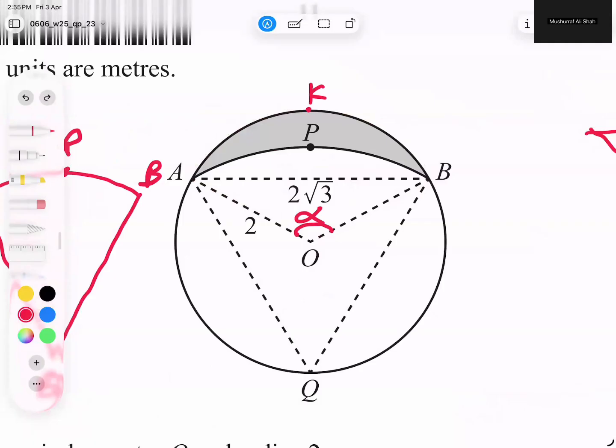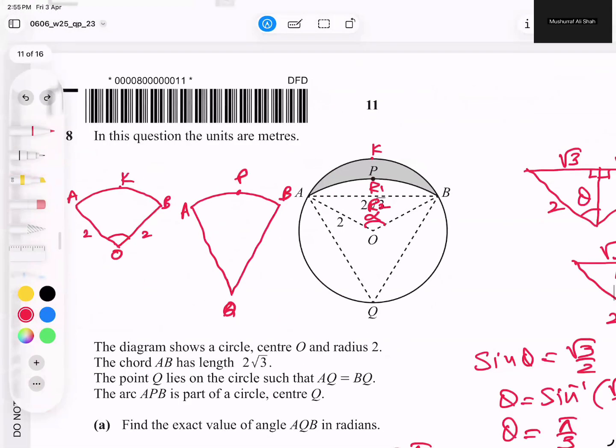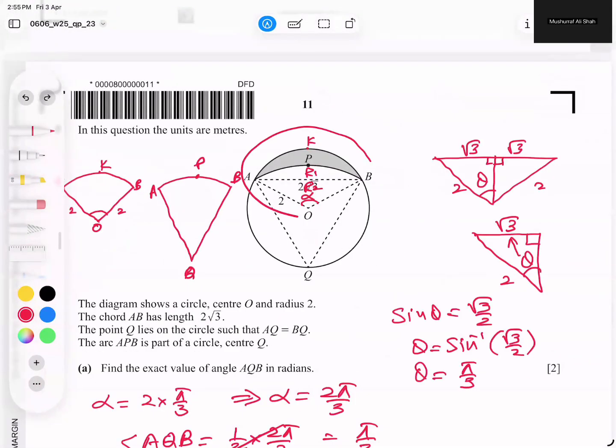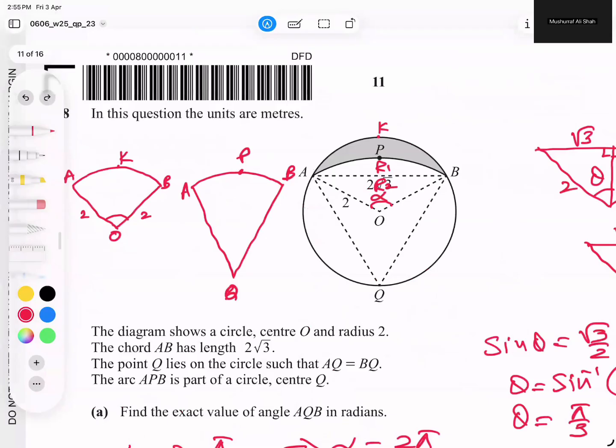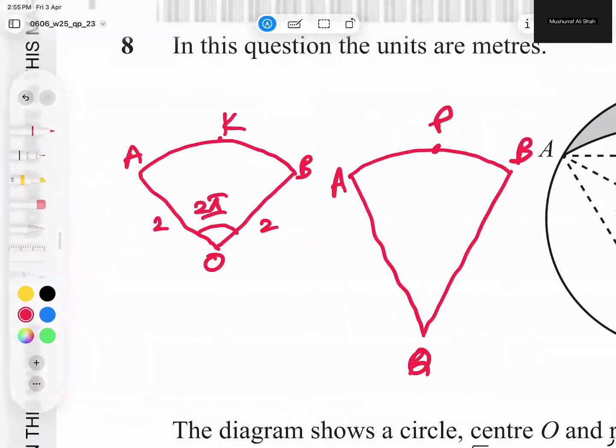There are two regions. R1 is this, which is between the arc and the chord. Okay, we have another, R2. Where's R2? R2 is this triangle area, and the triangle area I can find very easily. So let's try to act upon it. Let's start. First of all, if we talk about this triangle, this angle alpha I already have with me, 2 pi by 3. So here I'm writing 2 pi by 3.